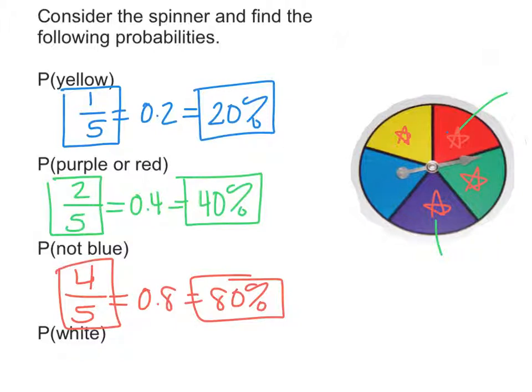All right, and the last question says the probability of spinning a white. Well, if you look at the spinner, there are no white sections on the spinner. So there are 0 chances of getting white out of the 5 possibilities. If you divide this, you get 0, which is the same as 0%. So 0 out of 5, or 0%. So there you have some examples of calculating simple probability.